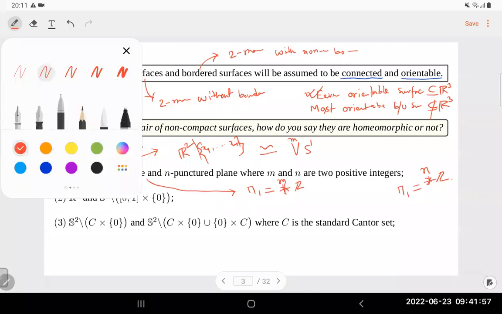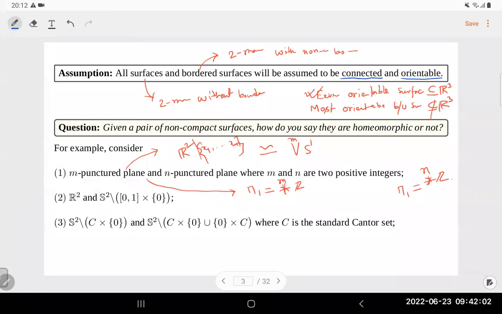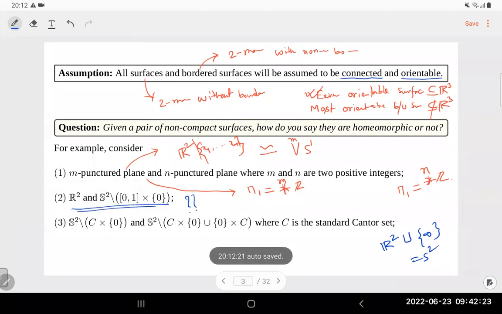So what about the next one? Here I am deleting a closed interval from the sphere. The sphere is the one-point compactification of R2, so R2 union infinity equals S2. I am thinking of the closed 0-1 interval sitting inside S2. Are they homeomorphic or not? You may construct an explicit homeomorphism by some formula, but today I will show that they are homeomorphic without writing any equation, implicitly producing some homeomorphism.